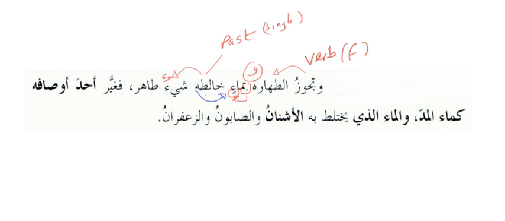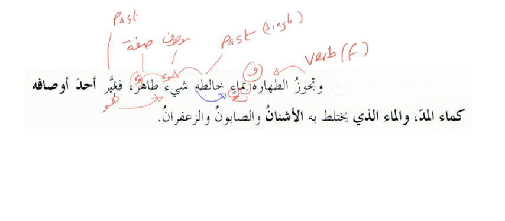And tahir, this is an adjective, this is a sifa, this is the mawsuf. Okay, this is the sifa and mawsuf, and that's why it carries the same vowel as the mawsuf. فغير, so غير is past tense. Okay, and the fa'il is actually shay'un tahirun, huwa. Okay, that goes back to shay'un tahirun.